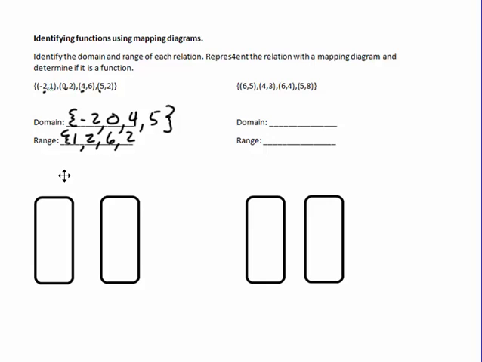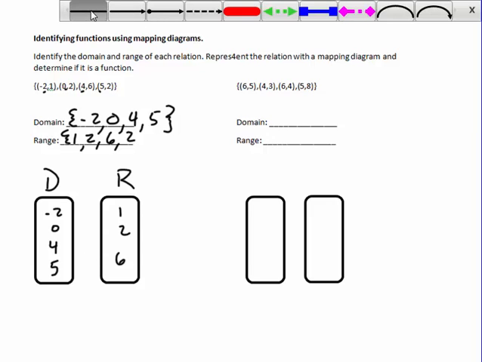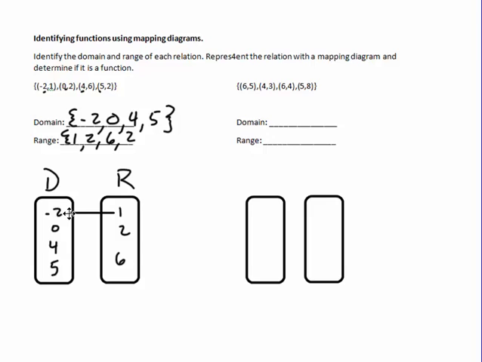And now we're going to use this mapping diagram. So here's my domain, and here's my range. I'm going to put my domain in there. So I have a -2, a 0, 4, and a 5. Over here I have a 1, a 2, and a 6. And now what I want to do is draw a line that connects these. So -2 corresponds to 1. 0 corresponds to 2, so 0 goes to 2. 4 corresponds to 6, so 4 is going to 6. And 5 corresponds to 2, so 5 goes to 2.